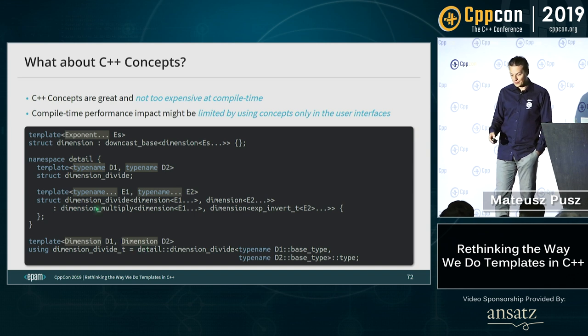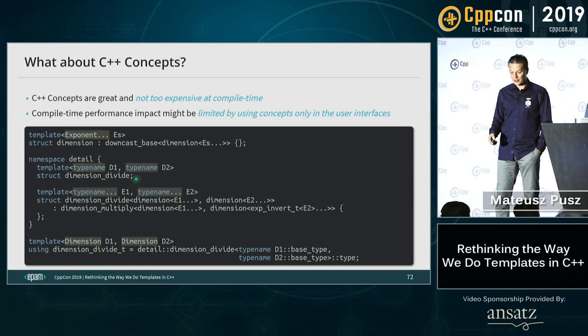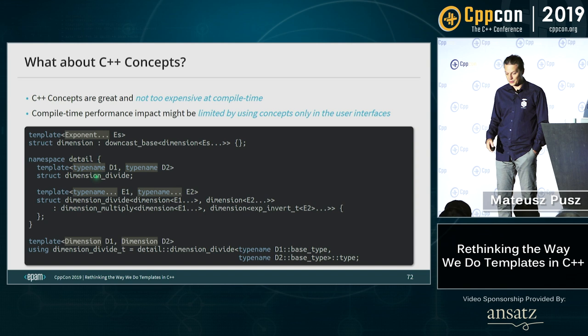But every time that you're writing some internal implementation, for example, you don't have to provide a concept here because this is your internal stuff, and this dimension divide detail was already verified here, so you don't have to recheck it here, yes? Also, if you're providing some partial specialization of this dimension here, you know that its exponent was already checked while this dimension was created. So you don't have to provide once again information that this is exponent here, because otherwise dimension will not be constructed because of this constraint.